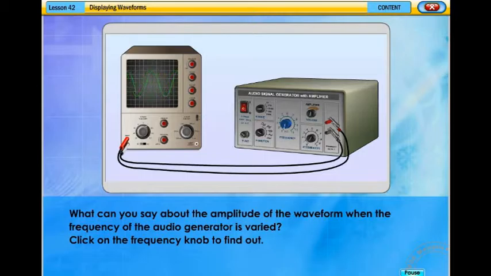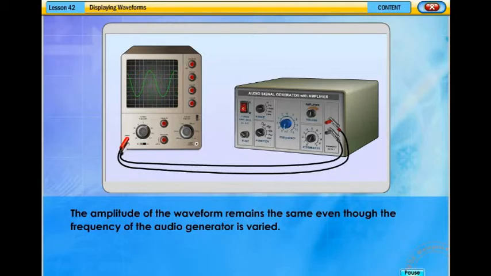What can you say about the amplitude of the waveform when the frequency of the audio generator is varied? Click on the frequency knob to find out. The amplitude of the waveform remains the same even though the frequency of the audio generator is varied.